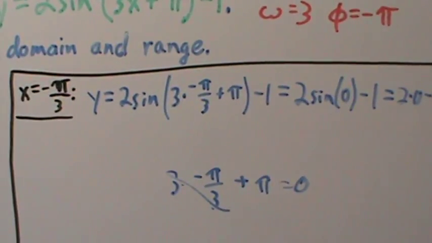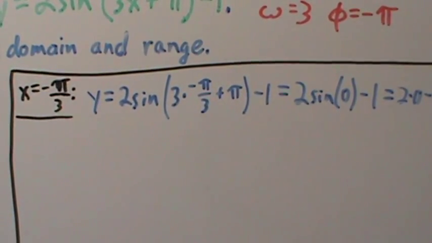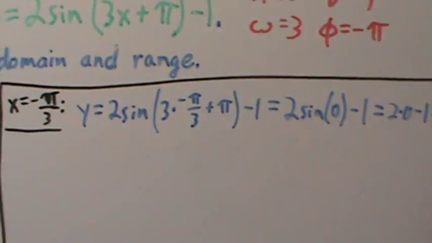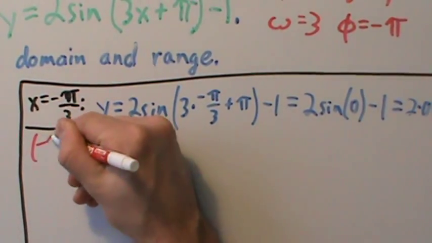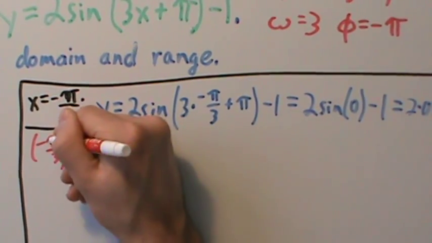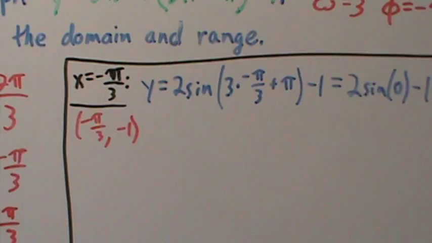Okay, so this gives us, let's erase this, the point: when x is negative pi over 3, the corresponding y coordinate is negative 1. So that's what we have there, negative pi over 3, comma, negative 1. Okay? Now, that's the first x value. For the second x value, we have negative pi over 6.